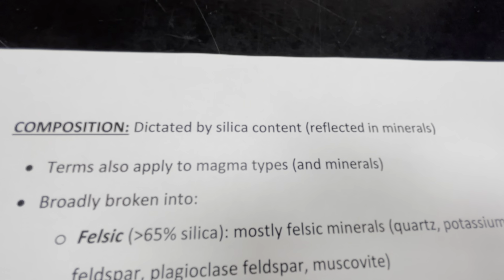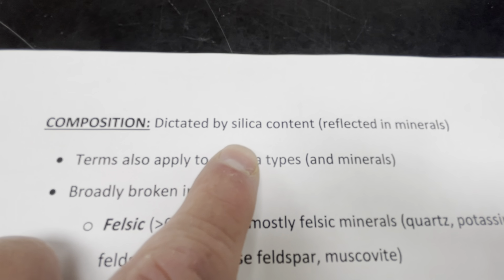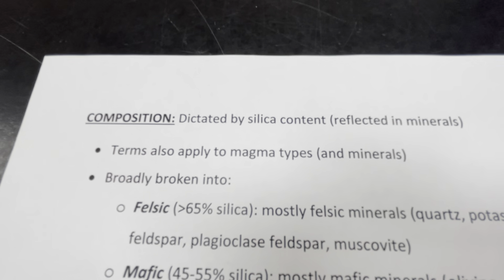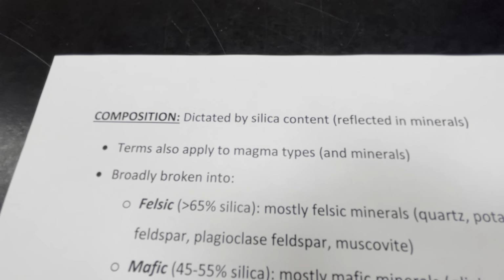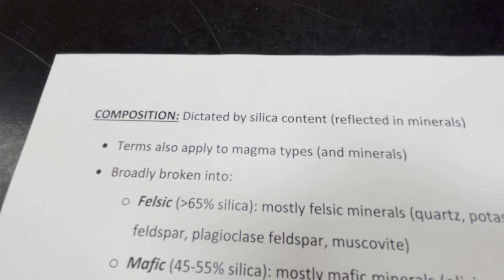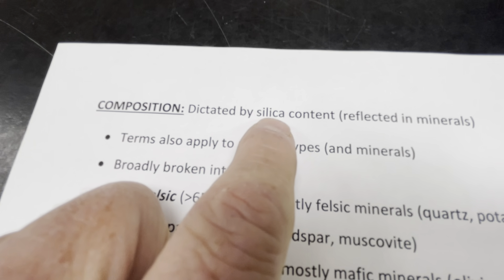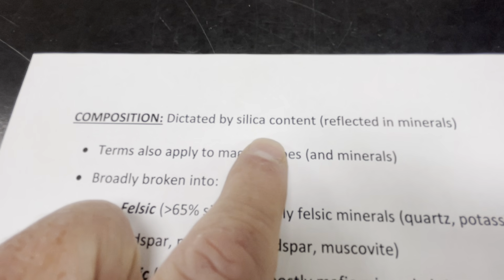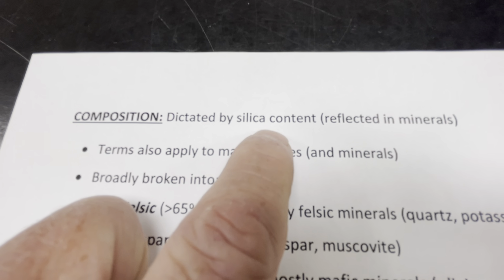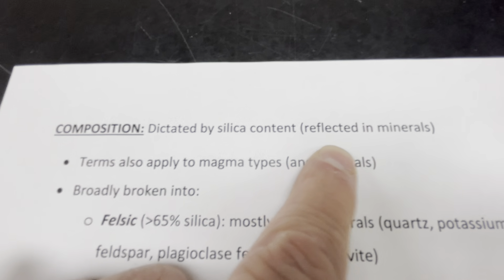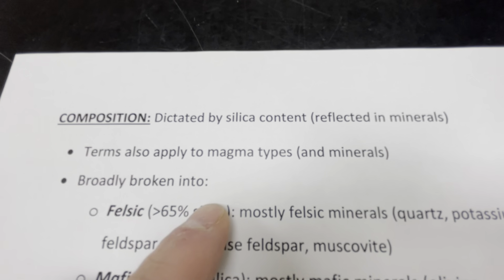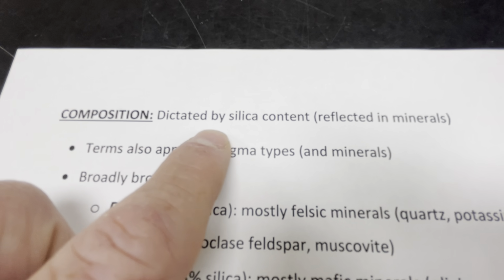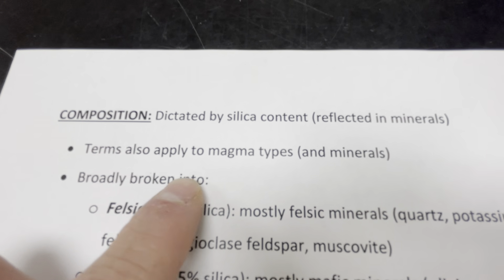So composition of igneous rocks is largely dictated by how much silica is in the rock. And silica is basically quartz, or chemically it's the same as quartz. It's the most common compound in the Earth's crust, but we're going to be able to figure out how much silica the rock has somewhat by the mineral composition. You can also crudely use the color of the rock to indicate the composition as well.